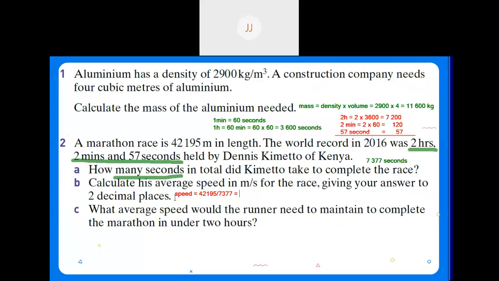5.71. 5.72. Read the question properly. How many significant figures or how many decimal places were given? Two decimal places. So it will be 5.72. Okay, thank you. Because some of you before said 5.719 or something. That's why I asked you to read the question properly, because it's supposed to be in two decimal places. Is there anyone having any question so far?